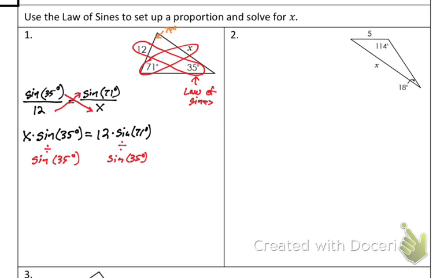And that's now going to give me x equals 12 times the sine of 71 degrees divided by sine of 35 degrees. This is going to be something we throw in our calculator, obviously, because I don't think we're able to do that in our head. Griffin, what did you come up with?